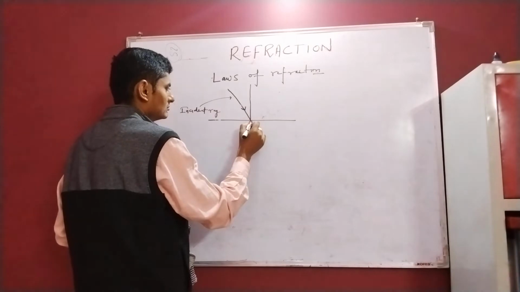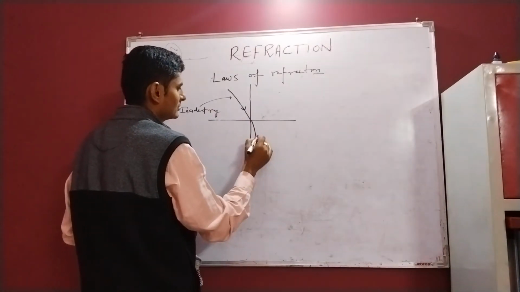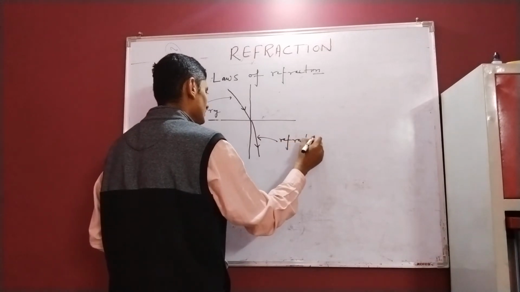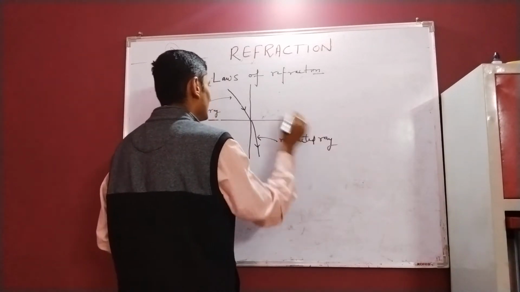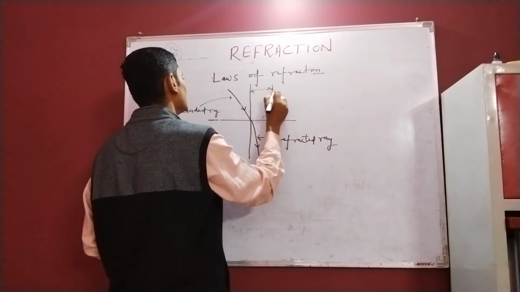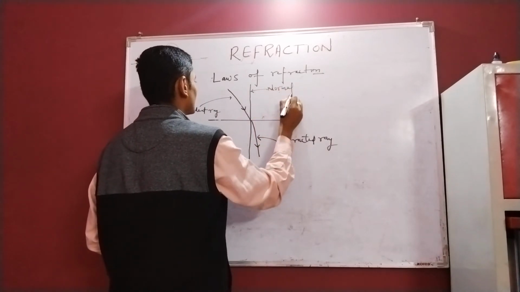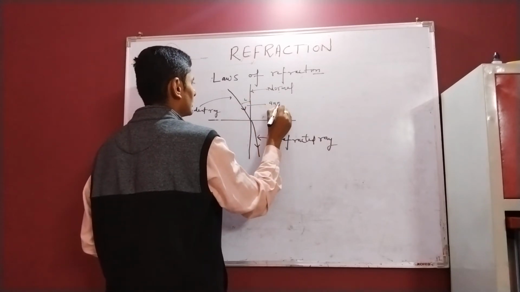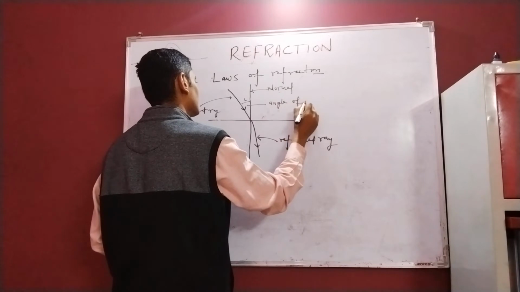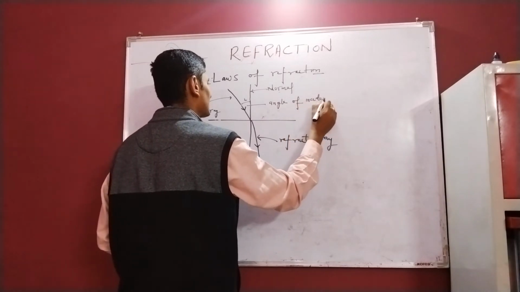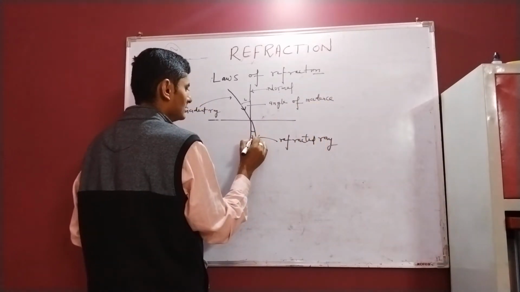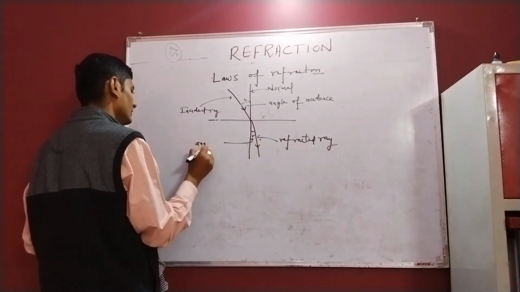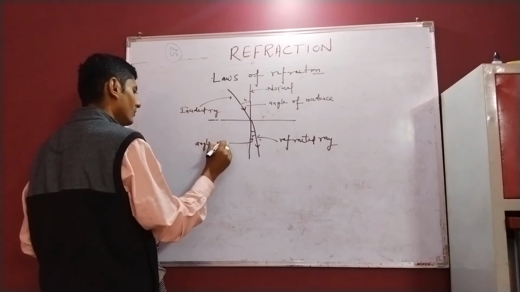And this one is the refracted ray. Of course, this is the normal. I is the angle of incidence, and R is the angle of refraction.